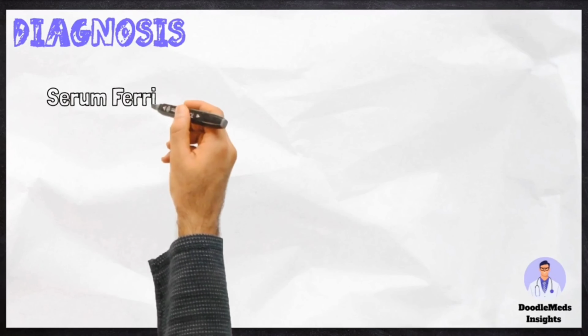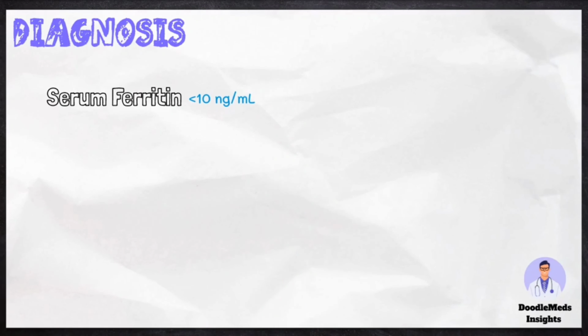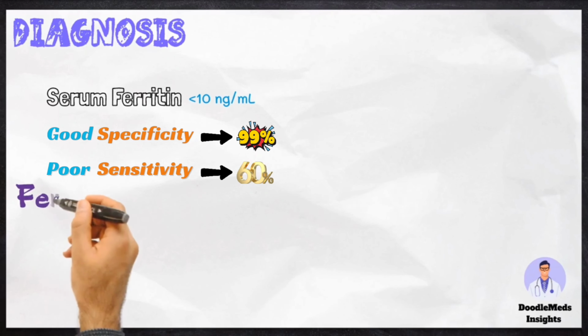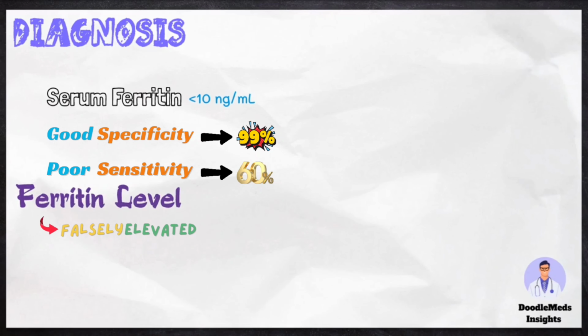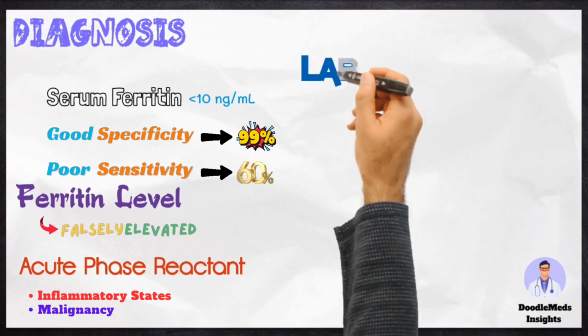A low serum ferritin less than 10 nanograms per milliliter is the most characteristic finding of iron deficiency anemia. Low ferritin has good specificity but poor sensitivity. The ferritin level may be falsely elevated because it is an acute phase reactant and may be elevated in other inflammatory states or with malignancy.